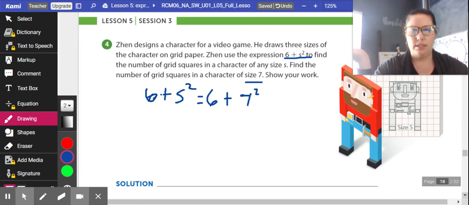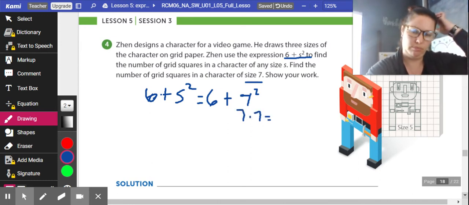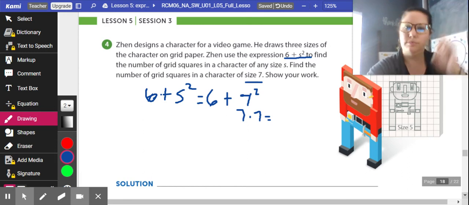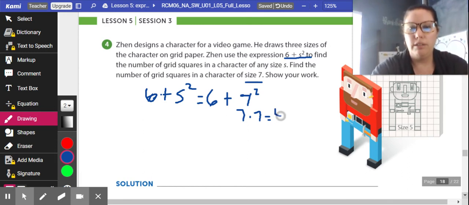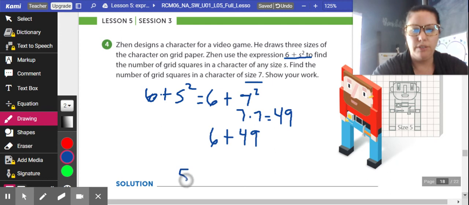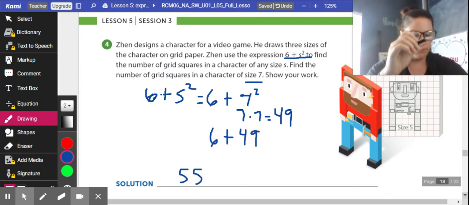PEMDAS tells us to do the exponent first in this case because there's no parentheses. So what is 7 times 7? 49, right? Now we'll bring down our 6 plus, and now we have 49. What is 6 plus 49? 55, right? Did you guys get 55? So then our answer is 55.